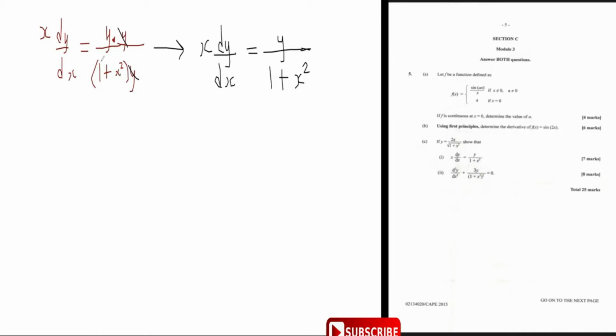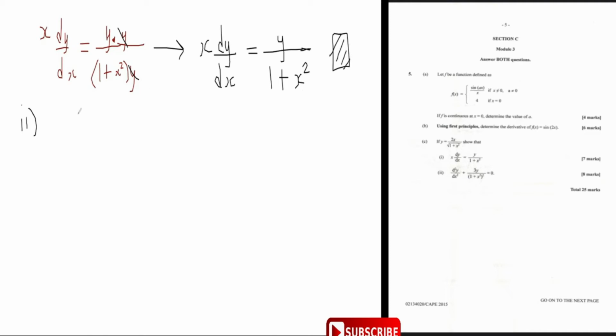Part 2 of the question says, show that d2y by dx squared plus 3y over (1 plus x squared) all squared is equal to 0. So to show part 2, make sure you put that you show it now. So it's proven.